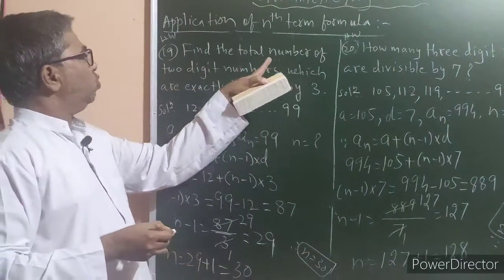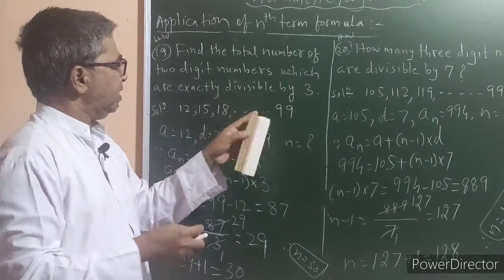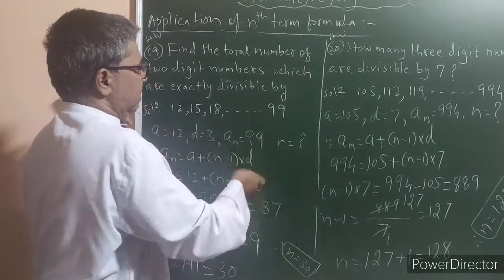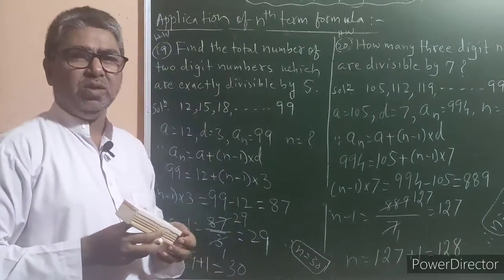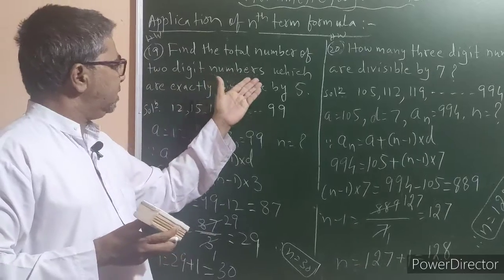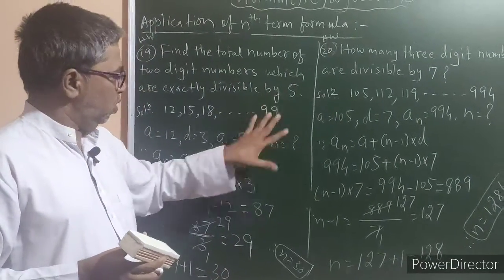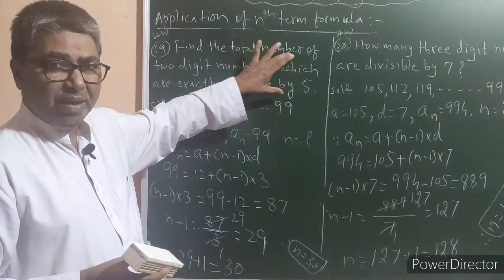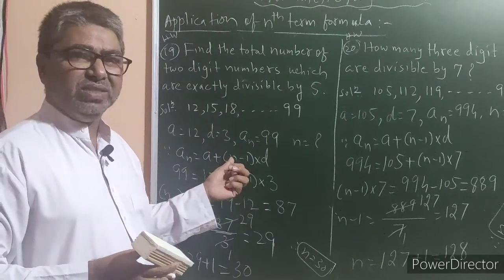Now find the total number of 2-digit numbers which are exactly divisible by, let us change this 3 by 5, so that one more example you will be able to get here. To find the total number of 2-digit numbers which are exactly divisible by 5. So this is not the solution for this particular example, this is for the previous example we have already seen.